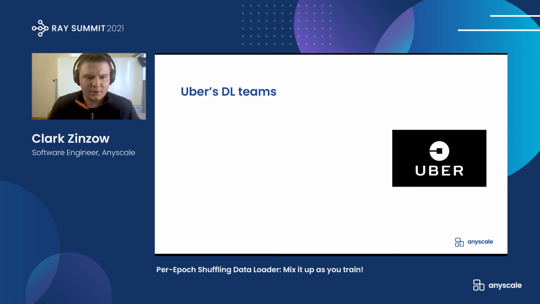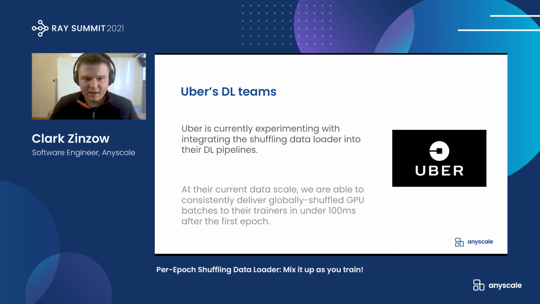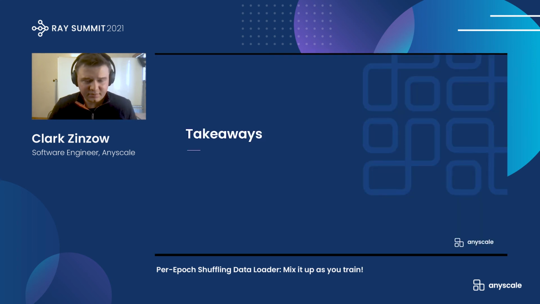User stories. So how happy is Uber with this, for example, whom we're working with closely? Uber is currently experimenting with integrating this shuffling data loader into their deep learning pipelines. And at their current data scale, we are able to consistently deliver these statistically great globally shuffled GPU batches to their trainers in 100 milliseconds after the first epoch. So the trainers really never have to wait at all.